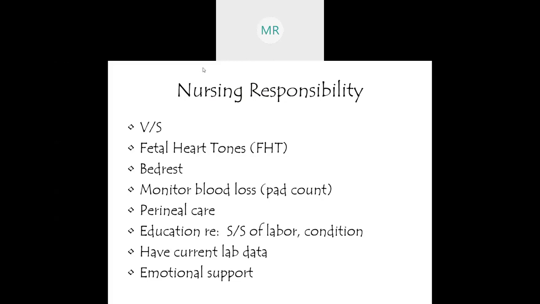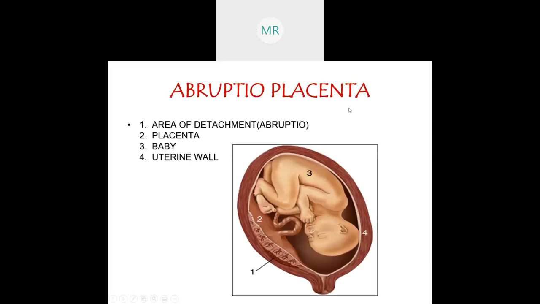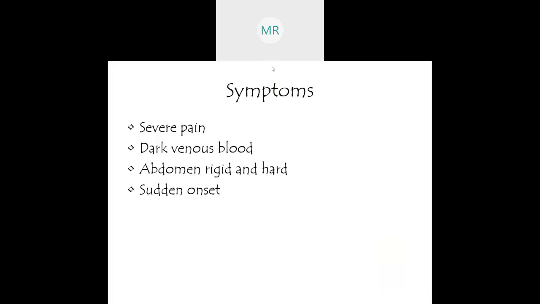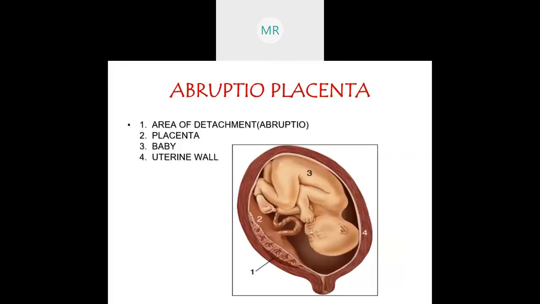Okay, we are moving to our next topic, which is abruptio placenta. Let's go here. So abruptio placenta is a premature separation of the placenta.